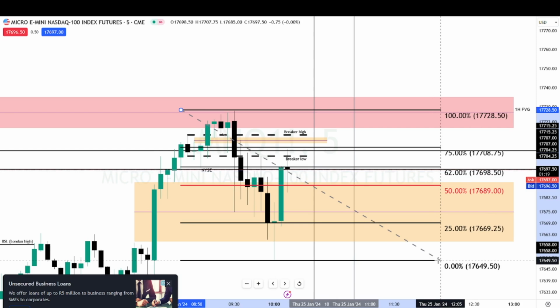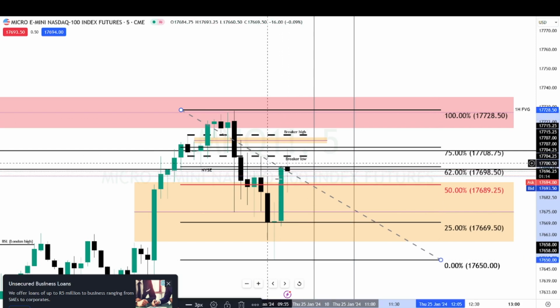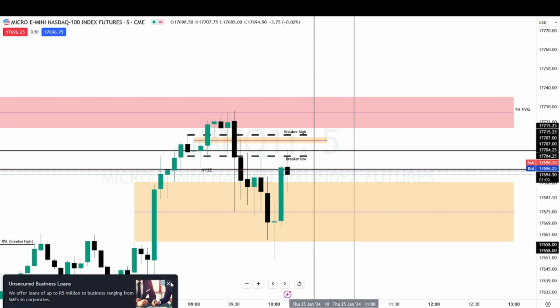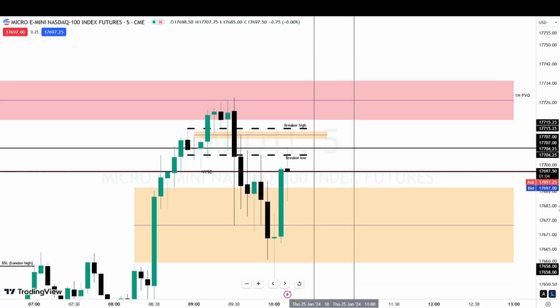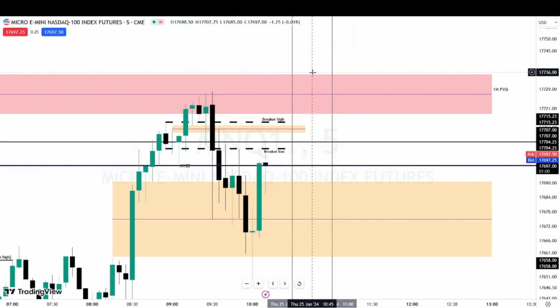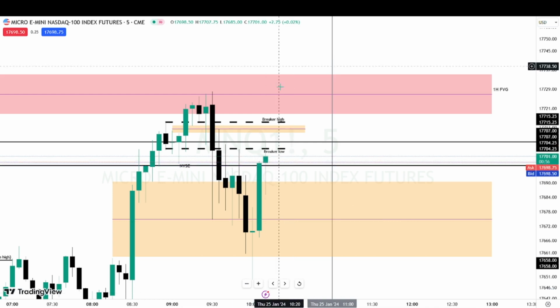For me, that's an A plus setup. OTE entry again. But I'm willing to let this one go, guys. On my 5 minutes time frame, let me remove this one, because this has already started, guys. The silver bullet has already started.